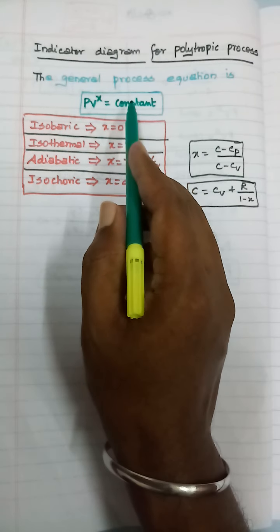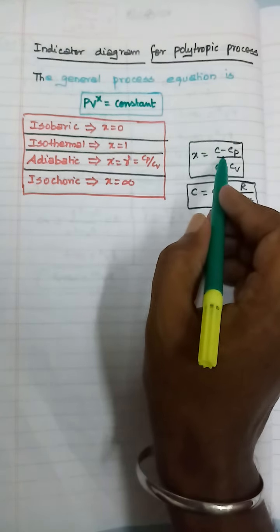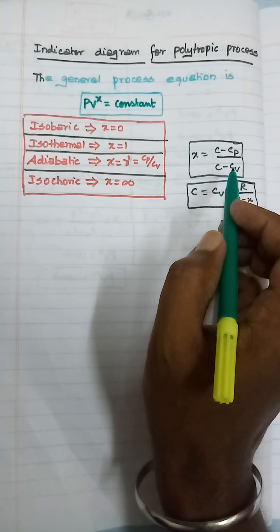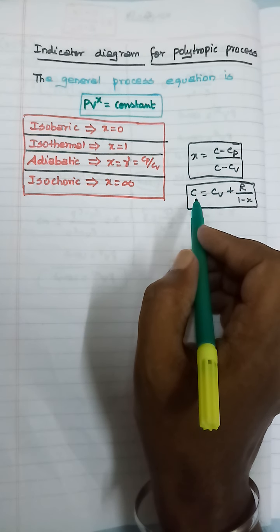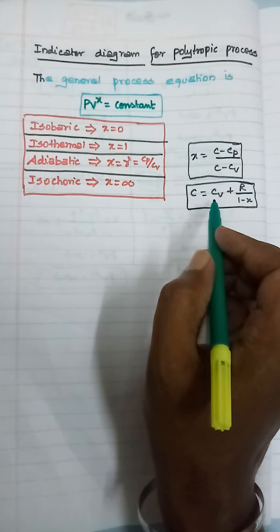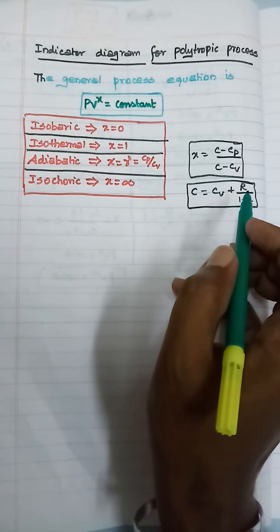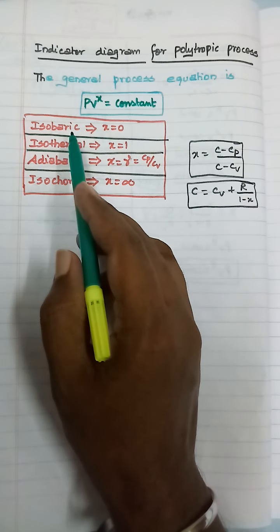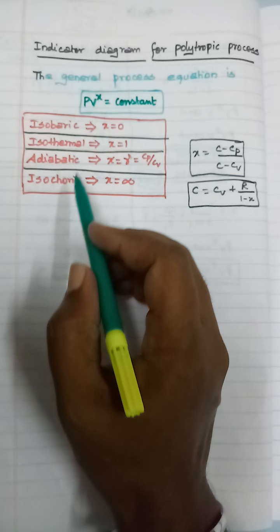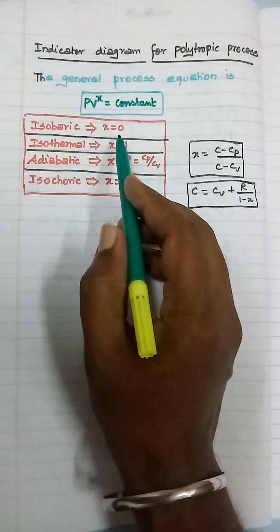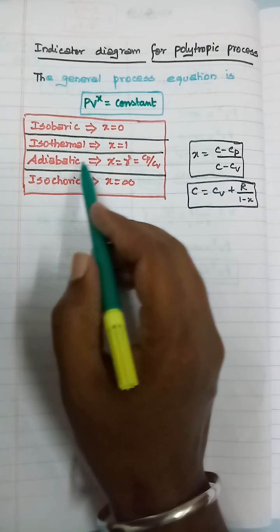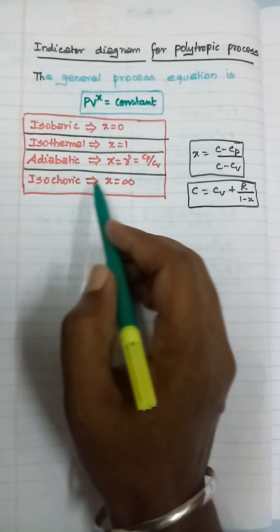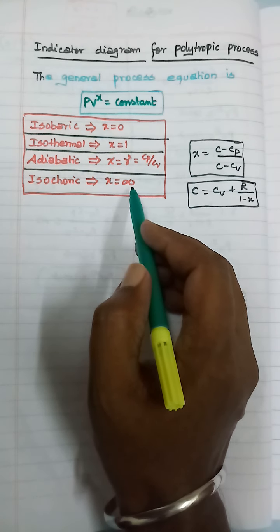Using this, we derived x = (C − Cp)/(C − Cv), and you can find this relation in the previous videos. We also derived this relation for molar specific heat: C = Cv + R/(1 − x). Then we derived the x value for different polytropic processes. For isobaric, x = 0; for isothermal, x = 1; for adiabatic, x = gamma, which is the ratio Cp/Cv; and for isochoric, x = infinity.